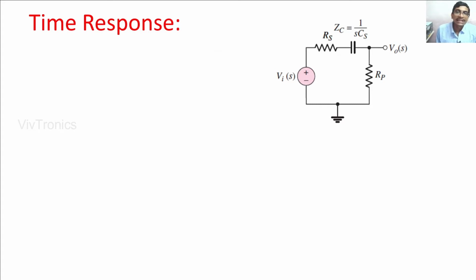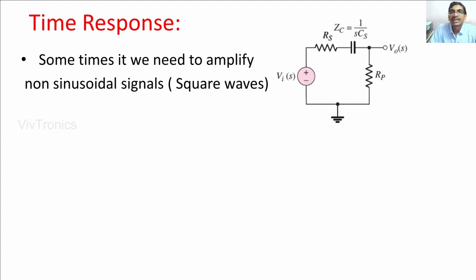Okay students, in the last video we have seen the short circuit and open circuit time constants. In this class we are going to discuss the time responses. Up to now we have seen the steady state response to sinusoidal signals, but sometimes we need to amplify non-sinusoidal signals too, like step signals, square signals, etc. Suppose our input is a step or square wave, then the output voltage of our circuit will be given by the time response of our circuit.